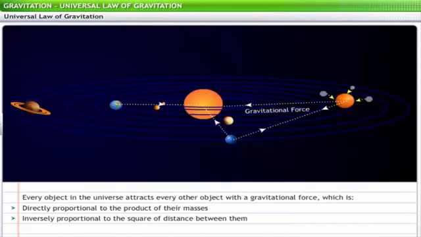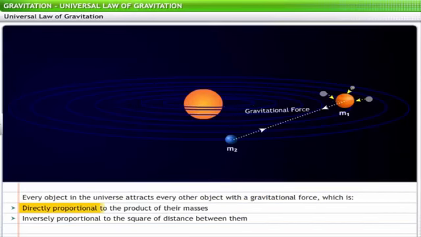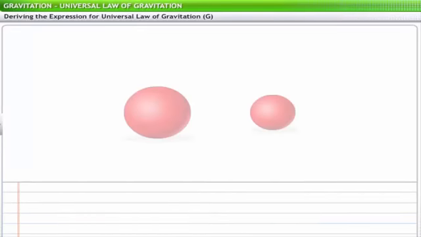Newton's universal law of gravitation states that every object in the universe attracts every other object with a gravitational force, which is directly proportional to the product of their masses and inversely proportional to the square of the distance between them. The gravitational force acts along the line joining the centers of the two bodies. The law is universal since it is applicable to all objects, regardless of their masses or their positions in the universe.